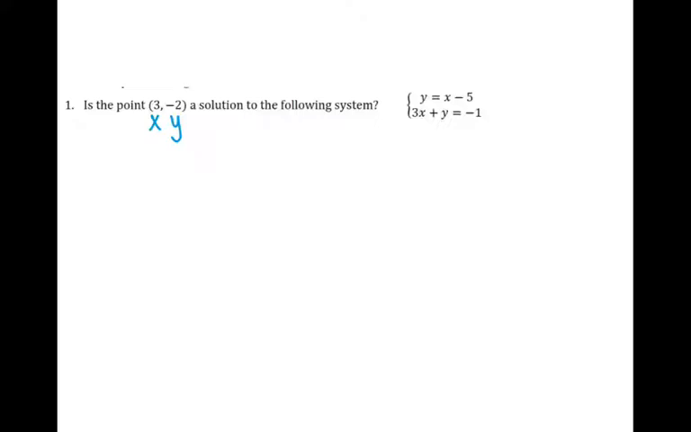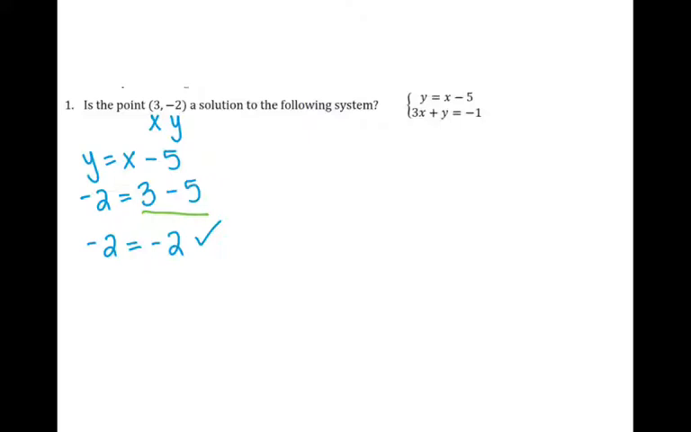So my first equation is y equals x minus 5. Where I see a y, I'm going to put -2. Where I see the x, I'm going to put 3. And I want to check to see that that gives me a true statement. So I'm going to simplify this side. I have -2 equals 3 minus 5, which is also -2. So it does work for the first equation.